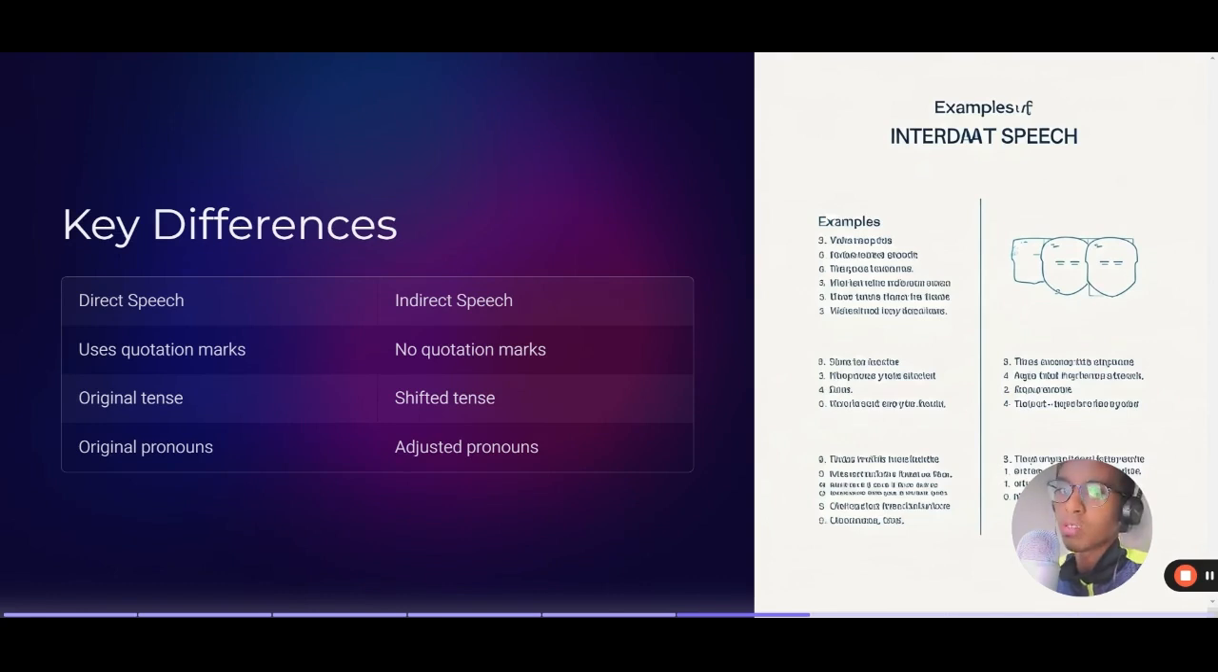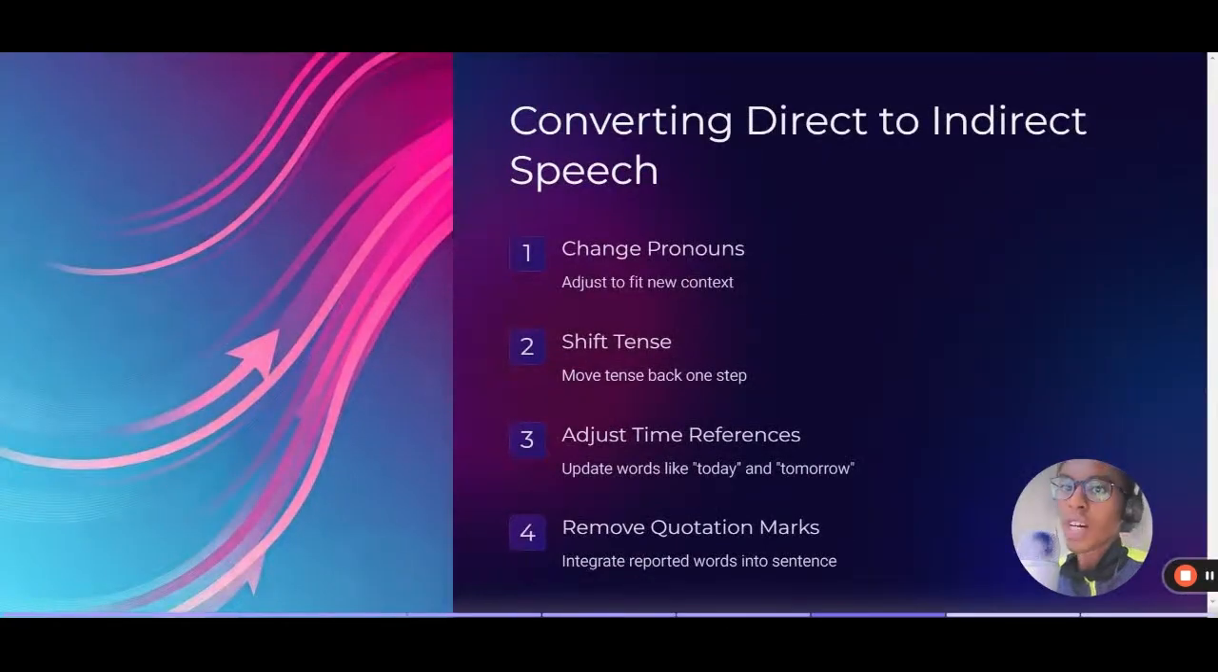in your writing. Now, let's walk through how to convert direct speech to indirect speech. It's all about making a few key adjustments to keep things grammatically correct and clear. Here is a straightforward guide to get you started. First step, change the pronouns. Start by adjusting pronouns to fit the new context.